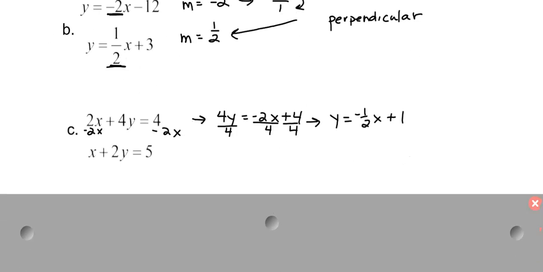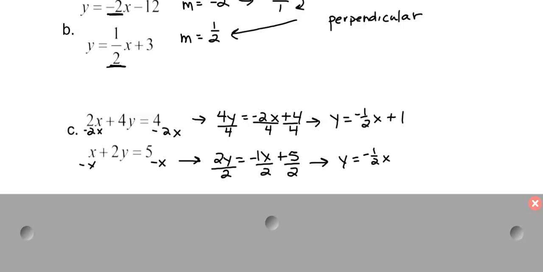And then our second equation, we can do something similar. Subtract x from both sides. So 2y equals -x plus 5. Divide everything by 2. Maybe we want to throw 1 in front of our x. And we end up with y equals -1/2 x plus 5/2. We can just leave that the way that it is.